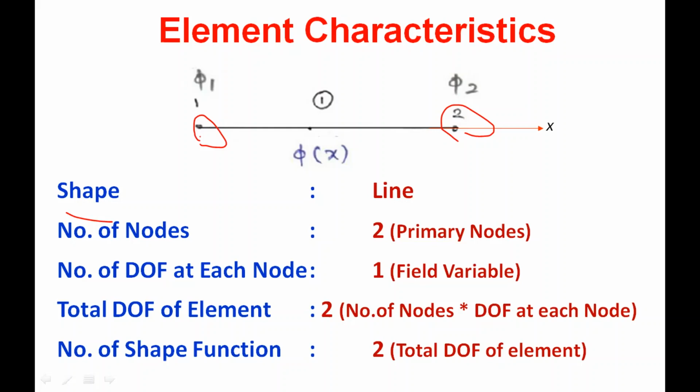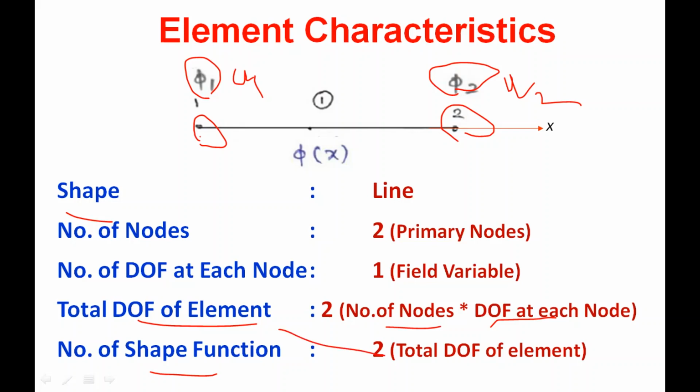The number of degrees of freedom at each node. Here we are assuming only 1 degree of freedom. The common notation used here, phi 1 phi 2, is called the field variable. In case of a scalar variable problem, this phi 1 phi 2 may be temperature T1 T2 or pressure P1 P2. In case of a vector variable problem, the displacement may be u1 u2. When we use this line element for solving a bar problem, we will use u1 and u2 in place of phi 1 and phi 2, because u1 and u2 are displacements along the x direction. The field variable common notation is phi; depending upon the application, we will have different notations. Total degrees of freedom is the number of nodes multiplied by the degrees of freedom at each node. So the number of shape functions will be equal to the total degrees of freedom of the element.